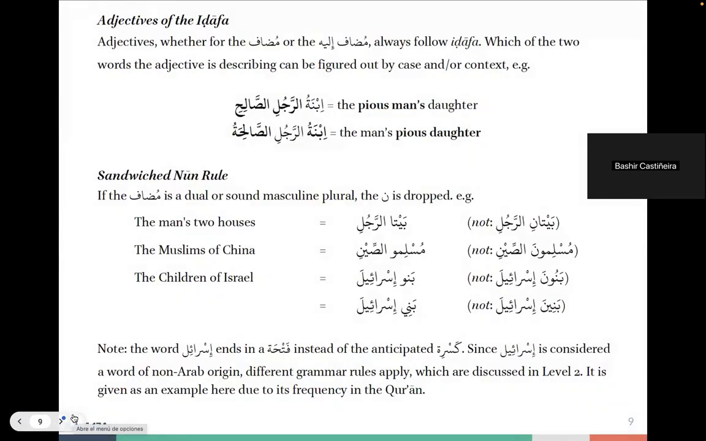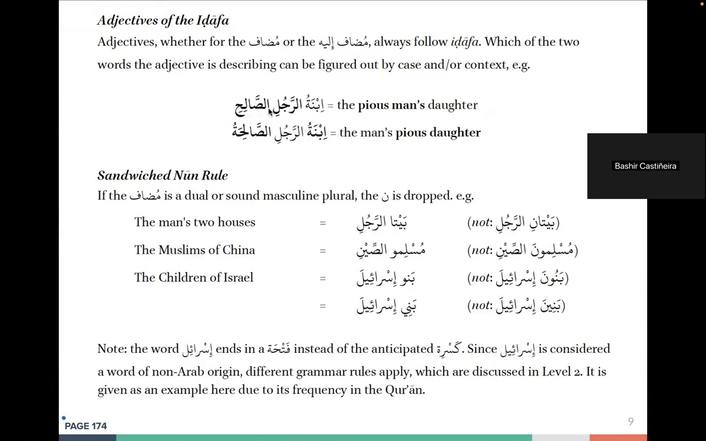Adjectives of idafa. What happens if you want to add a sifa to one of the 2 terms of the idafa? Then you have to make sure that it matches in gender, in the 4 things. Right? So we have 2 examples here. Ibnatu ar-rajuli salihi, the translation would be the daughter of the pious man, or the pious man's daughter. How do we know that salih, this sifa, is describing the man and not the daughter? Well, because it matches in everything with the man.